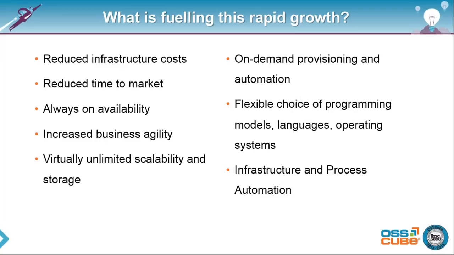So if you have 2 computers today, within minutes you can spin up multiple computers. You have hundreds of servers, and that is without any manual intervention. It could be automatic. It can be just a few API calls or a few mouse clicks. On-demand provisioning, automation, flexible choice of programming models, and infrastructure process automation.